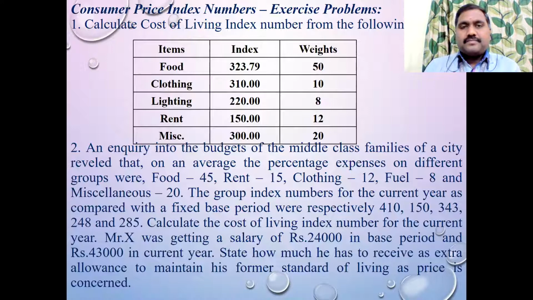Any other doubts? You're clear about what the consumer price index number is, for what purpose it is used, and how to calculate it using the respective formula, and also by applying the aggregate expenditure method and the family budget method. Okay. Any other doubts? If you reply yes or no, then I can proceed accordingly.